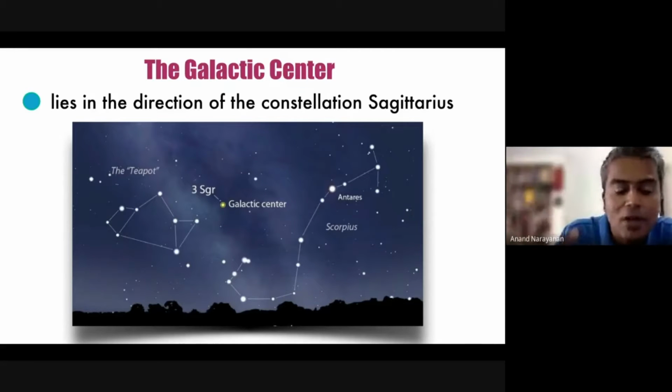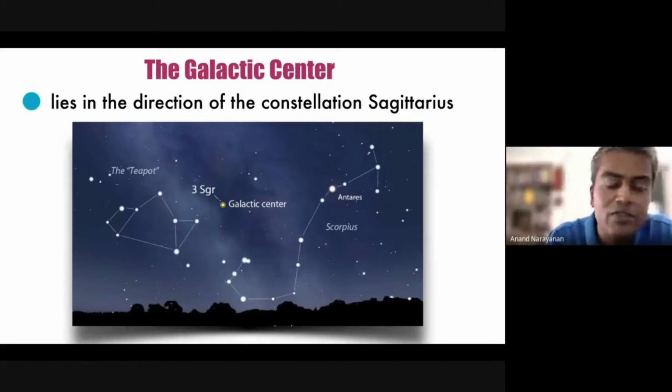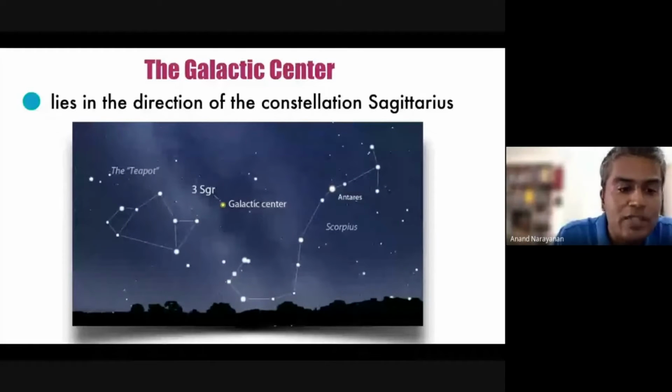The reason this constellation Sagittarius is important is that if you are looking in the direction of Sagittarius, then you are looking towards the center of the Milky Way galaxy. In other words, the galactic center, our galaxy's morphological center, lies in the direction of the constellation Sagittarius. I'll show you some photographs that students of an amateur astronomy club called Astro Kerala took of the region of the sky where Sagittarius can be seen.